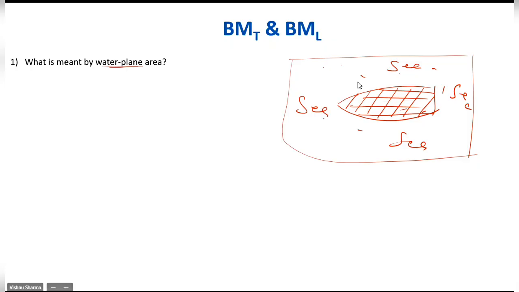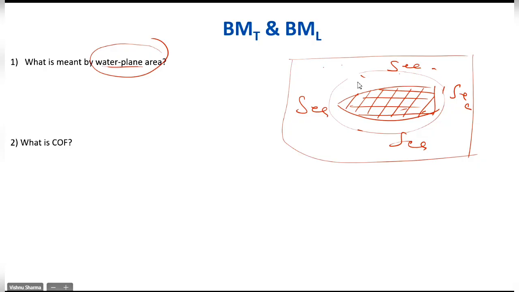This area which I have shaded here, which is occupied by the ship's hull at the water line, is the ship's water plane area at that particular draft. Any questions on understanding the meaning of the word water plane area, guys? Clear, sir. Very good.